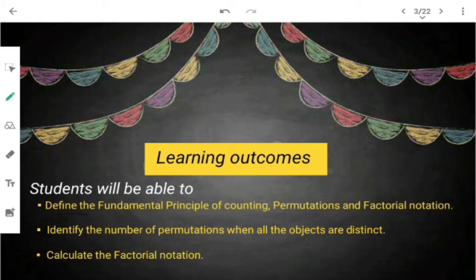At the end of this session, you will be able to define the fundamental principle of counting, permutation, and factorial notation. Identify the number of permutations when all the objects are distinct. Calculate the factorial notation. Before getting into the chapter, let us see one activity.